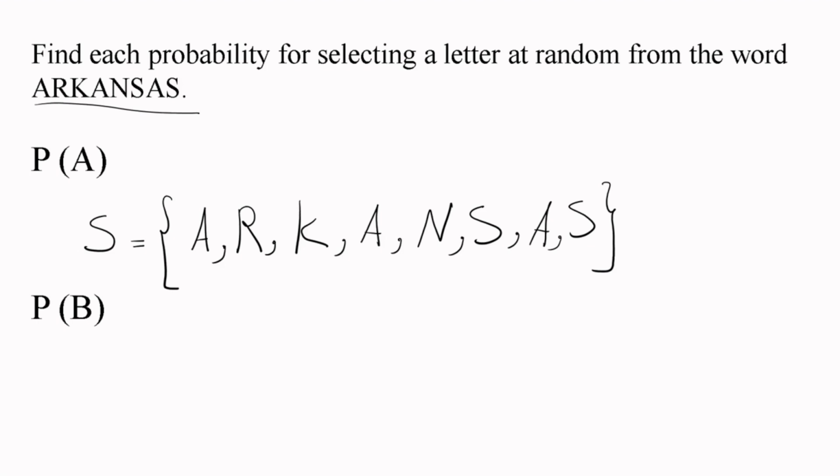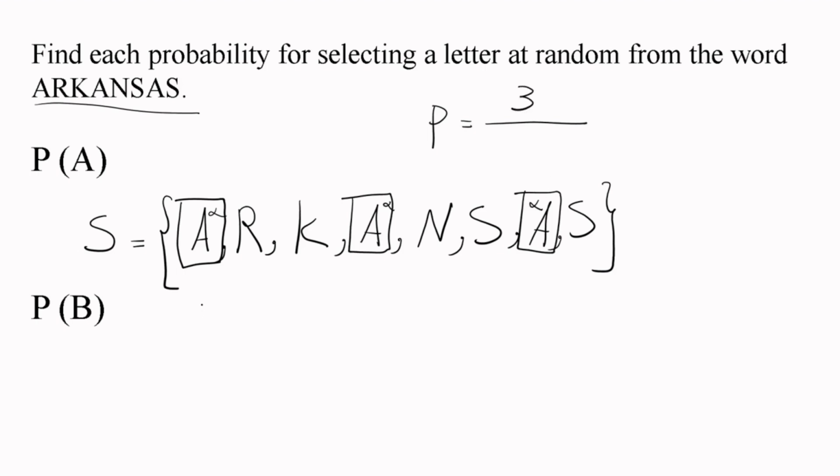I want to calculate the probability of having A. So when I have A, it is a favorable outcome. So let's specify the A's. I have 1, 2, and 3. So P will be equal to the number of favorable outcomes, I have 3, divided by the number of all the possible outcomes, 1, 2, 3, 4, 5, 6, 7, 8. So it's going to be 3 over 8. And this is the only correct answer of this example.